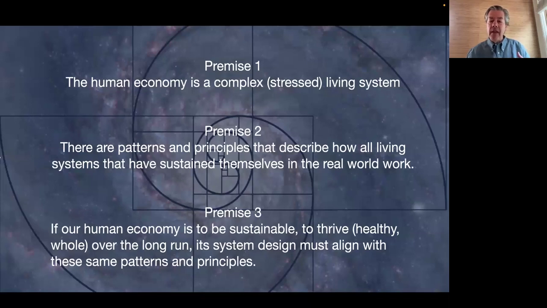So the idea of regenerative economics is essentially built on three premises. The first, and this one is worthy of discussion, we won't have time for that today, but the premise is that the human economy is a complex living system itself. It's made up of human beings and their tools and technologies. It's embedded in the biosphere, which we now understand is a living system.